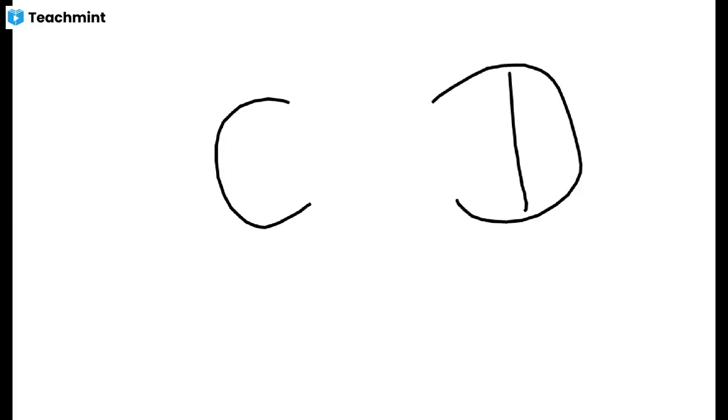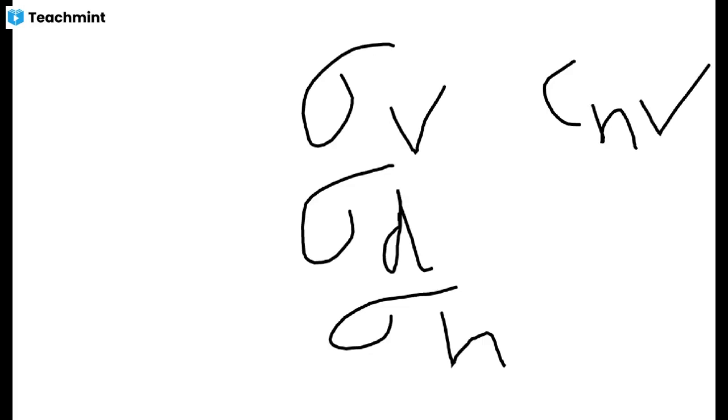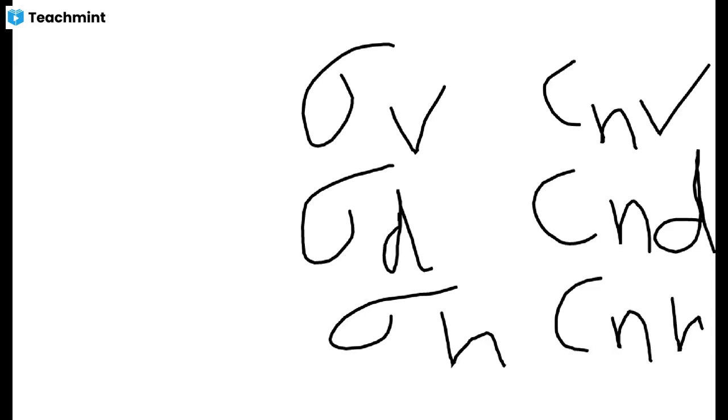If you find a C group or D group, then you simply look for sigma V, sigma D, sigma H. If it contains only sigma V, this is CnV. If it contains V and D, it is CnD. If it contains sigma V, sigma D, and sigma H, it means CnH. Cn plus sigma H means CnH. So these are the higher order rotation, higher symmetry.